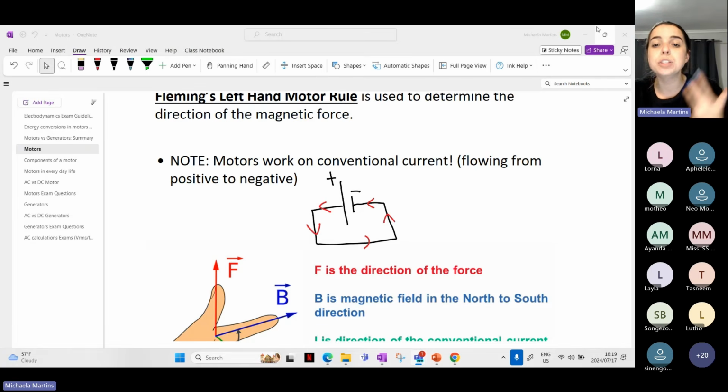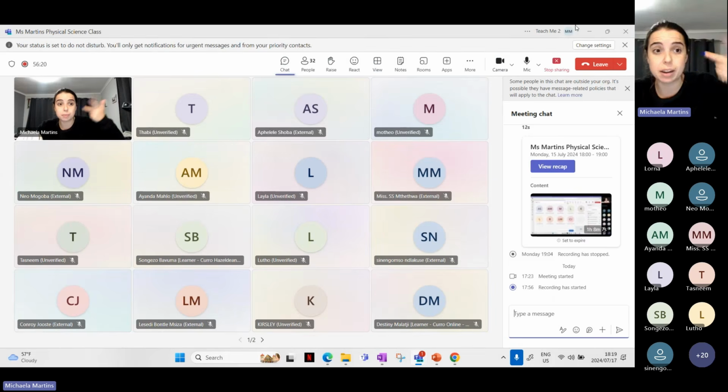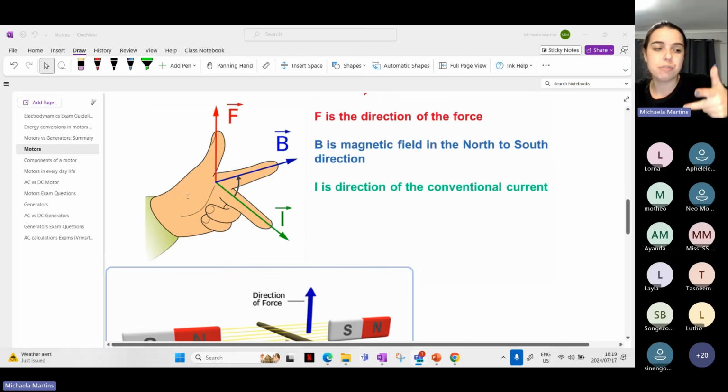And we're going to use our left hand. Let me just see on the camera right now. That looked like my right hand, but it's because my camera is flipping me. Okay, this is my left hand. My camera is mirroring me. You use your left hand, and this is what the fingers mean.